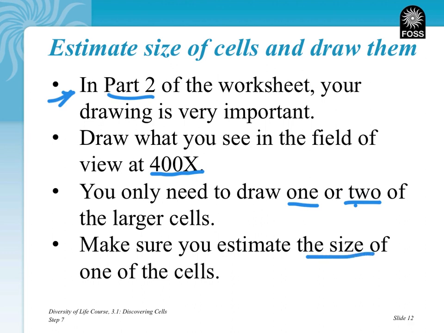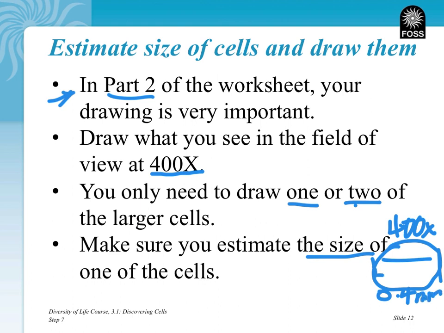Remember, we talked about field of view and that circle. That distance from one side to another changes as we change power. So in this one, at 400x, the distance across was only about 0.4 millimeters. So if that's all the way across the diameter, how much is just one of those bricks going to be? That becomes your estimate you're going to put on your worksheet.